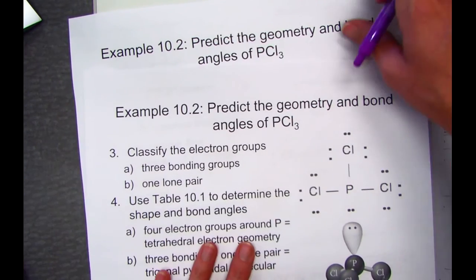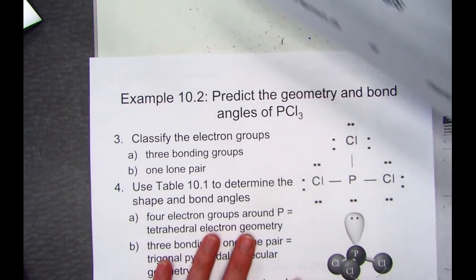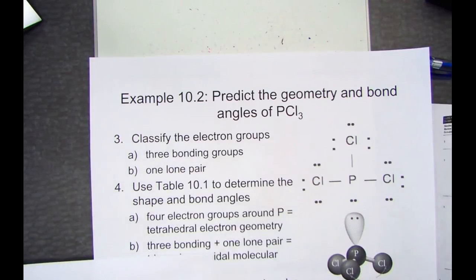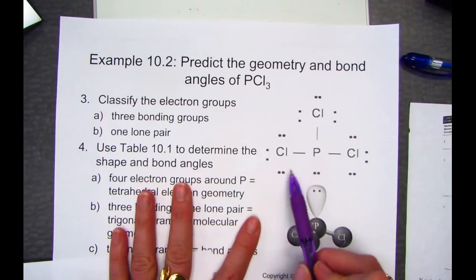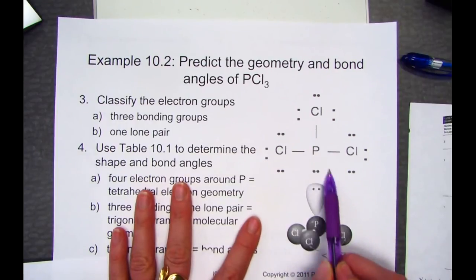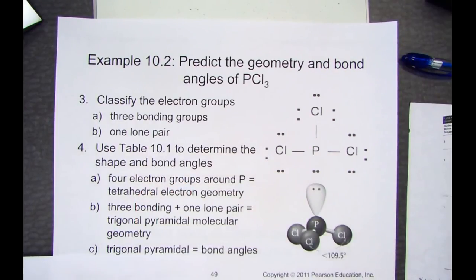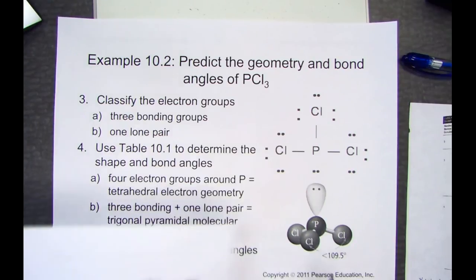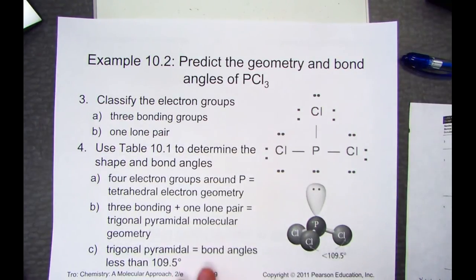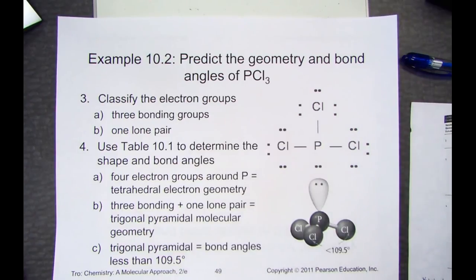Step 3. Classify the electron groups. Are they bonded or are they non-bonded? For phosphorus trichloride, I can clearly see 3 bonded and 1 non-bonded pair of electrons. Once I've classified 3 bonded and 1 non-bonded, I simply use my VSEPR chart.